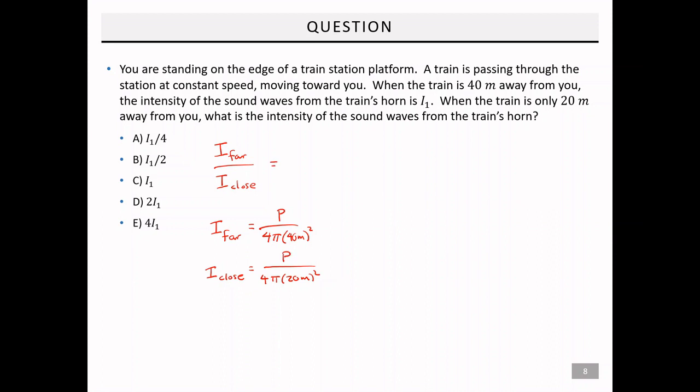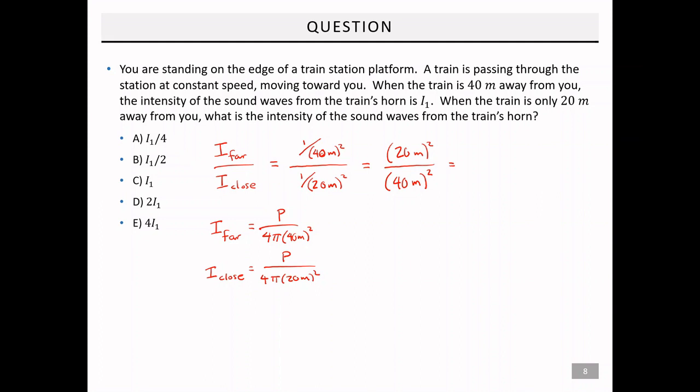And then I want to plug that in at the top. Let's see, the P's and the 4 pi's are going to cancel in both, so I'm not even going to write them. For I far, I'm going to have 1 over 40 meters squared. And for I close, I'm going to have 1 over 20 meters squared. So I can just simplify that a bit. I will get 20 meters squared over 40 meters squared, where the square is, of course, on the number and the unit.